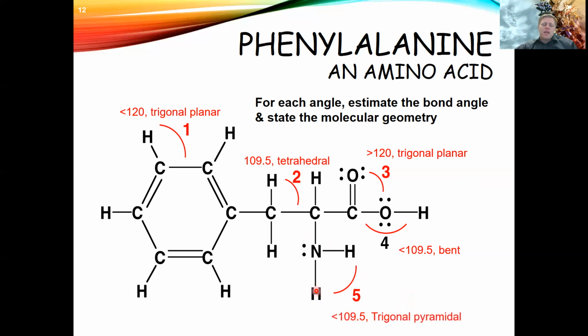And again, our bond angle here is going to be less than 109.5 because we have an electron geometry that's tetrahedral, and we have that 1 lone pair there that's going to scrunch the other bond angles down.